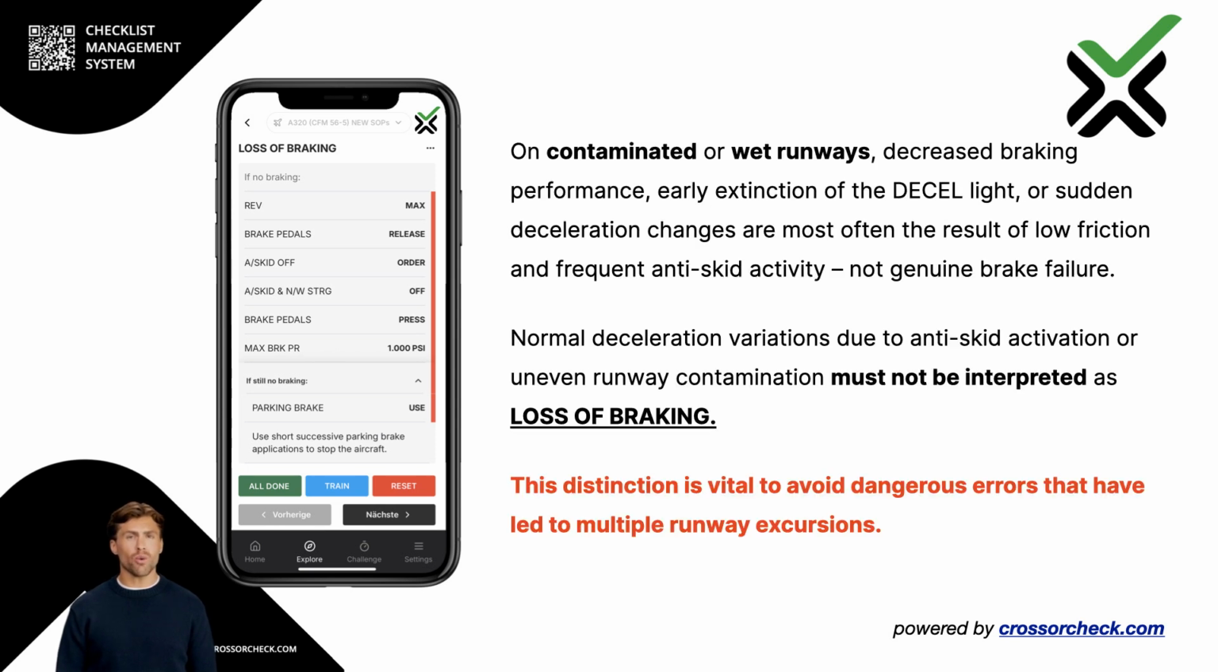On contaminated or wet runways, decreased braking performance, early extinction of the decel light, or sudden deceleration changes are most often the result of low friction and frequent anti-skid activity, not genuine brake failure. Normal deceleration variations due to anti-skid activation or uneven runway contamination must not be interpreted as loss of braking. This distinction is vital to avoid dangerous errors that have led to multiple runway excursions.